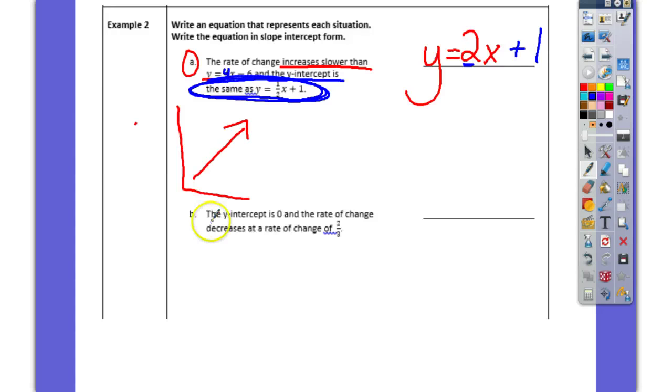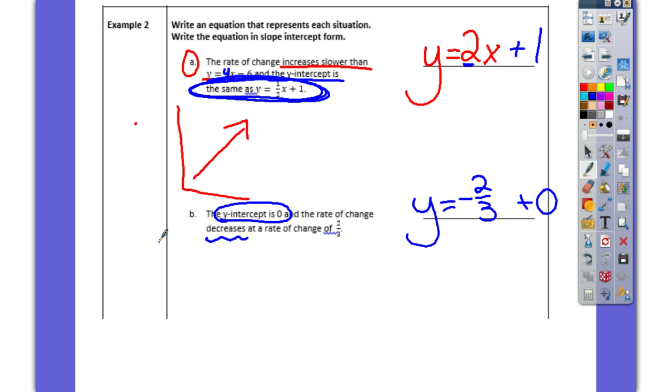All right, let's try this one. Y equals. What's the rule? They're telling us the y-intercept is a 0. So that means it would be a +0. Y-intercept is a 0. It's going through the origin. And the rate of change decreases. What does decrease mean? It means it goes down, and we represent that as how? Negative. At a rate of a negative 2/3. There is my equation done.